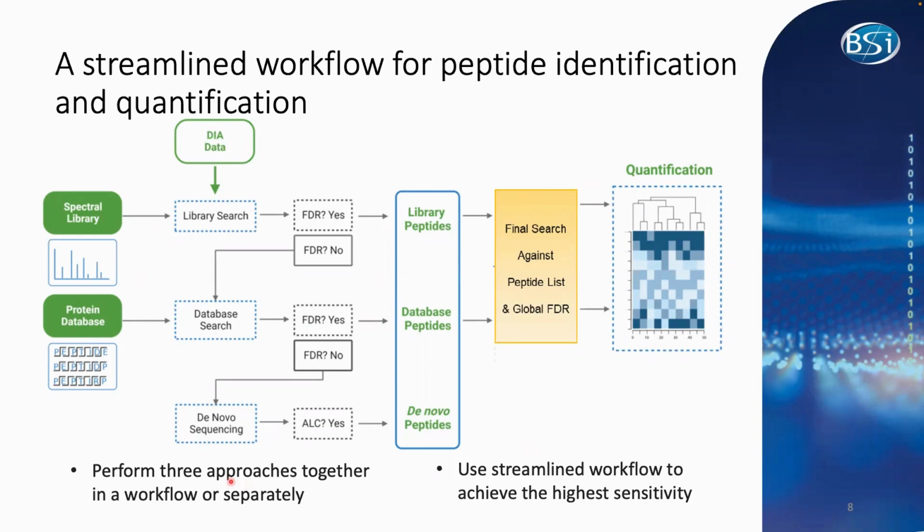These three approaches can be applied together in a workflow or separately, with the spectral library search, or the direct database search, or just de novo sequencing. But our proposed streamlined workflow, which performs the spectral library search, the database search, and de novo sequencing consecutively on a DIA dataset, does provide the highest possible sensitivity, which I will show later in the case. In addition, the spectral library search result and database search result can be carried forward for label-free quantification.